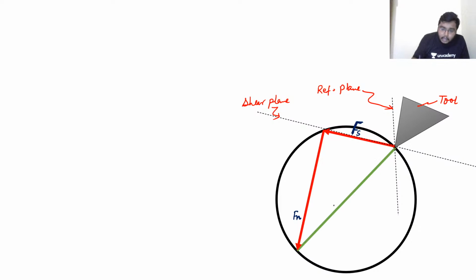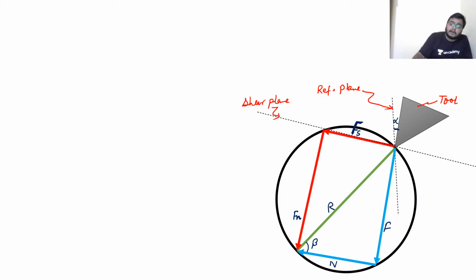And this is your R. Next, this is your F, frictional force. Next, this is your N, normal force, and this is making the angle beta, friction angle. What about this angle, sir? This angle is alpha. So they are making the resultant, that is R dash is also equal.